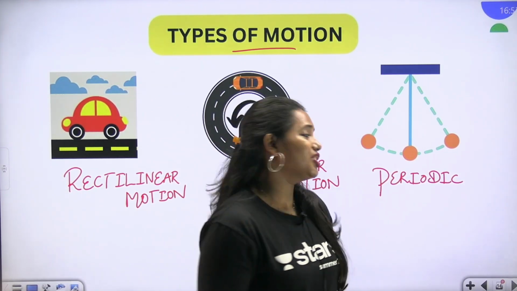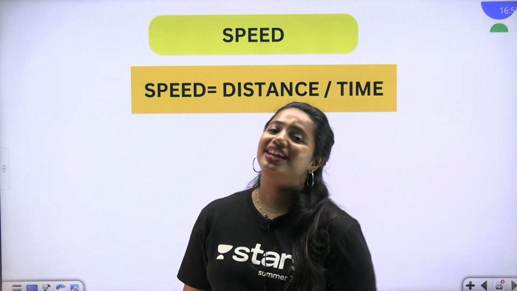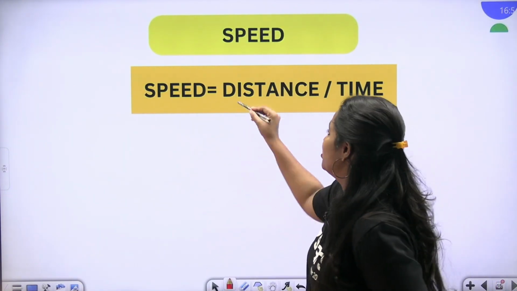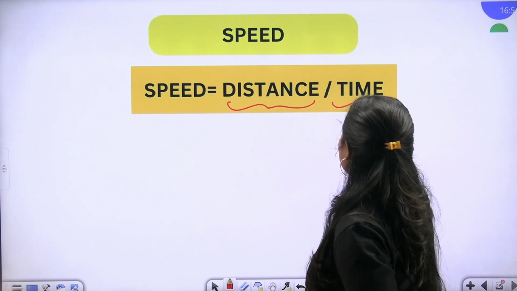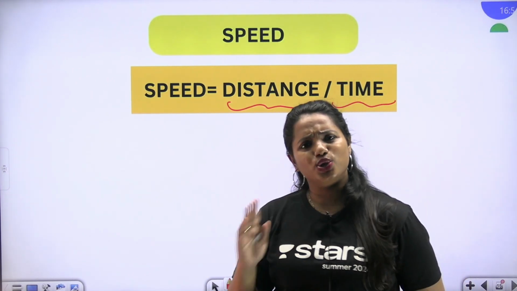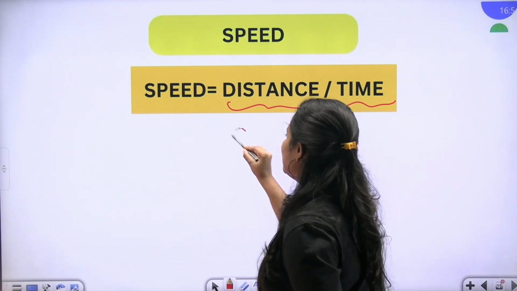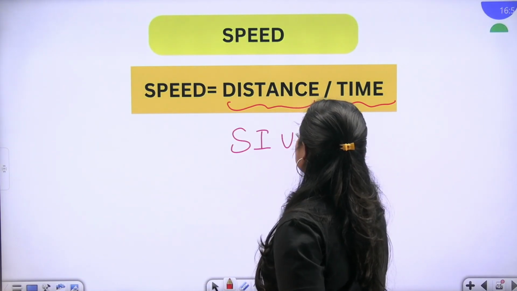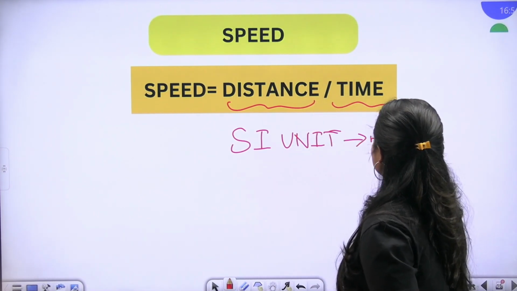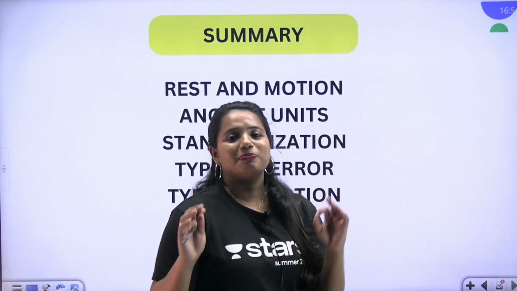And now what we are going to learn is all about speed. And this is the very last concept of the chapter. So if you want to find out speed, very simple, you need to know the distance and the time, and divide them, you will get the speed. Then if you want to know about the SI unit, it's very simple. It's nothing but meter per second. So please note it down. The SI unit of speed is nothing but meter per second.